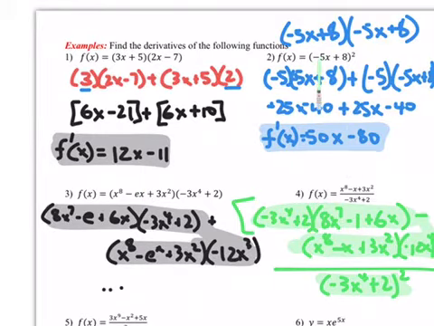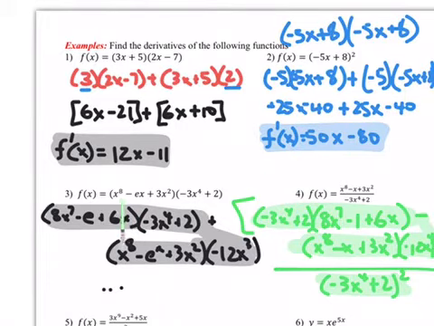Here, this is actually foiling. Here's my first function, here's my second function. They're the same, so the derivative of the first times the second plus the derivative of the second times the first. Combine like terms, I get 50x minus 80.